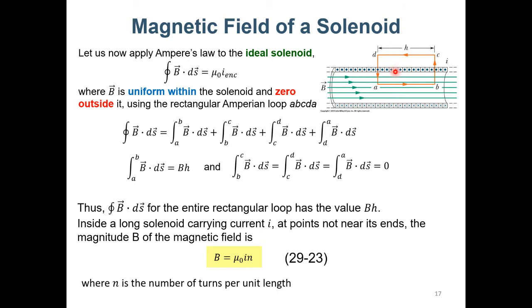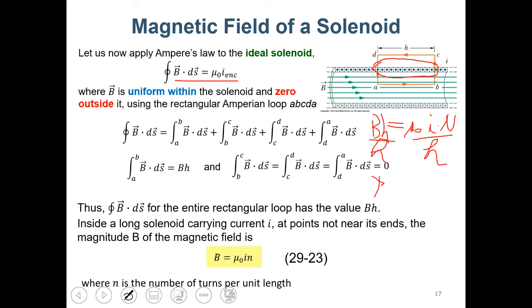each wire carries current I. And then we also assume that n is the number of turns per unit length. So for Ampere's law, the left-hand side is B times h, and the right side is mu zero times I enclosed, which is I times the total number of currents here, which may be capital N. And we divide h on both sides. So B is mu zero I capital N over h.